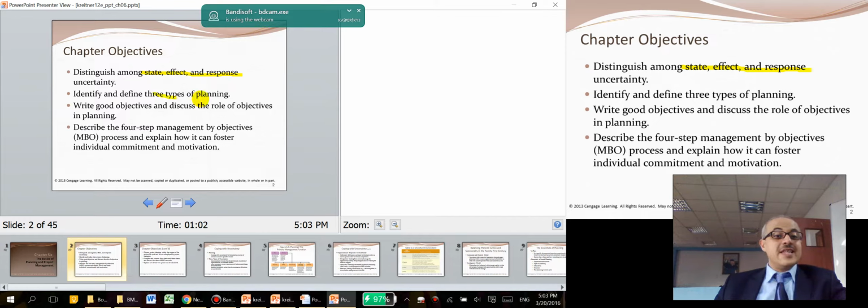We will identify 3 types of planning. We will write good objectives, and we will discuss the role of objectives in planning, and we will discuss MBO. Has anyone heard of MBO before? MBO is a 4-step management by objectives, and it explains how you foster individual commitment and motivation.